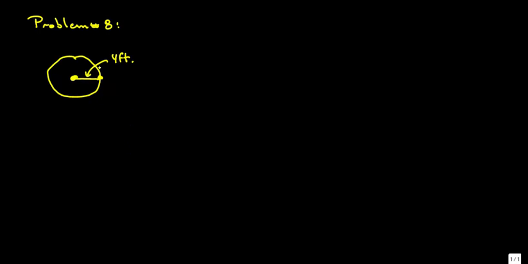So the question is, well, how far around is it? What's the circumference? So here's how we're going to do this. One revolution, that's the circumference. One revolution around the circumference is equal to 2 times pi times the radius, which is 2 times pi times 4, which is 8 pi feet. So in one revolution around, we cover 8 pi feet.